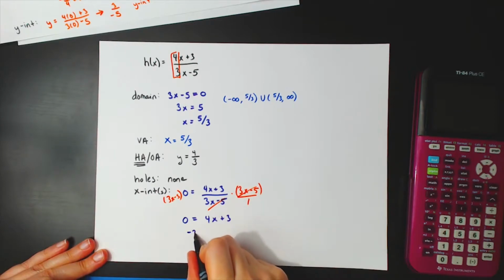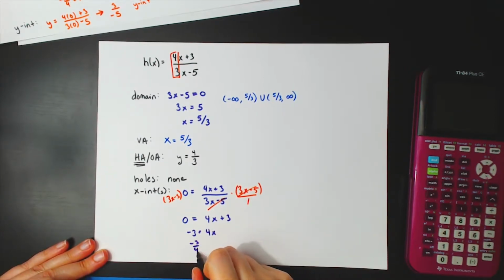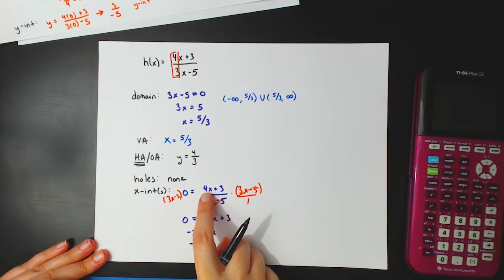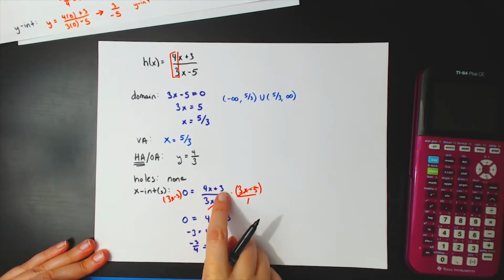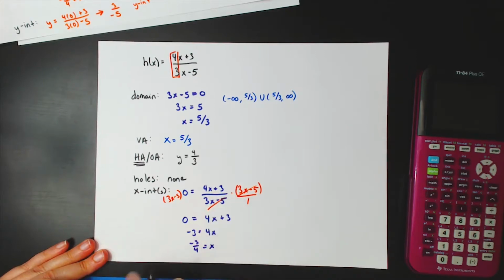So let's move the 3 over, and then let's divide by 4. So my x-intercept is at -3/4. Notice I could have just taken the numerator and set that equal to 0. That'll work every single time when you're finding x-intercepts.